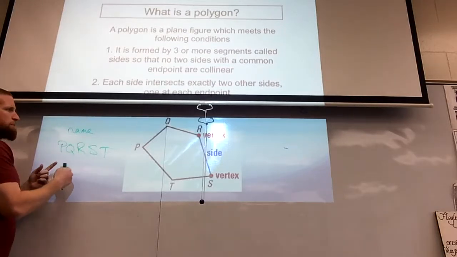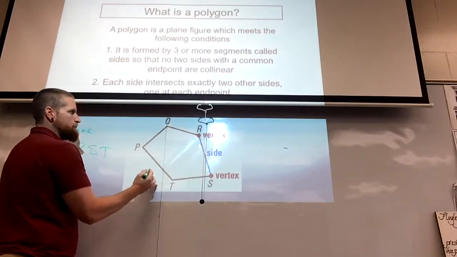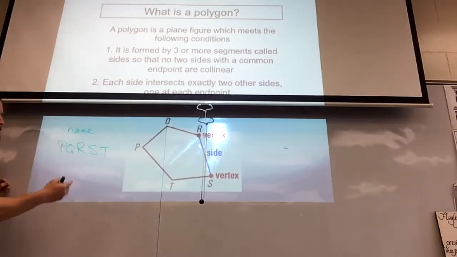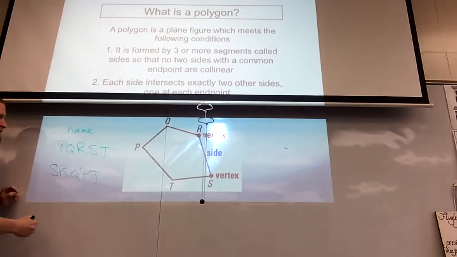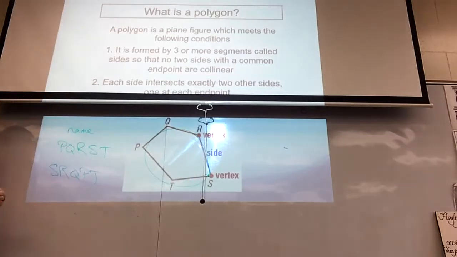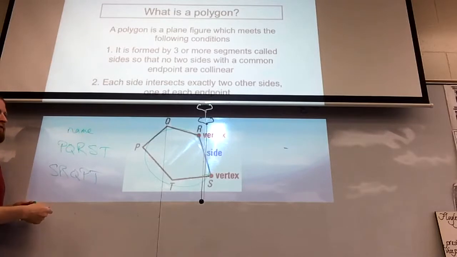The order of these doesn't matter as long as you're going in a circular path around it, either clockwise or counterclockwise. So if I started with S, I could name it SRQPT, because that would still be connecting them in a circular pattern. You might see a problem that says, give me 2 names for this, and that just means picking a different starting letter and then going around it. These are 2 different names.